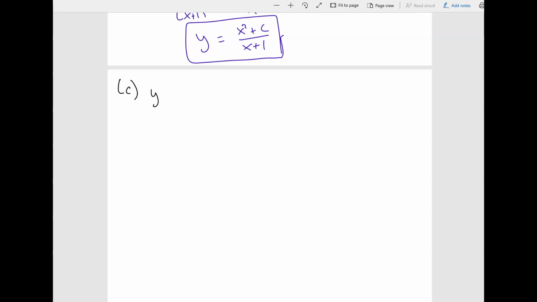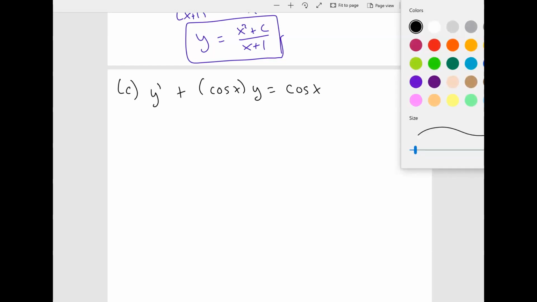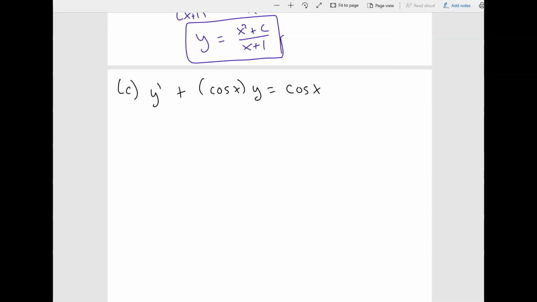So let's say we have y' + cos(x)y = cos(x). It's already in the form that I want. Now I'm going to take the integrating factor. The integrating factor is going to be e to the integral of P(x) dx, where P(x) in this case is cos(x). Take the integral of this, and it's going to be e to the sin(x). Notice that in this case, nothing canceled out, so this itself is my integrating factor.